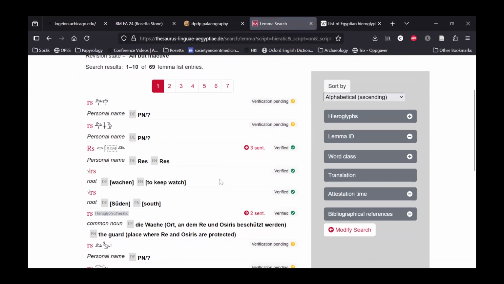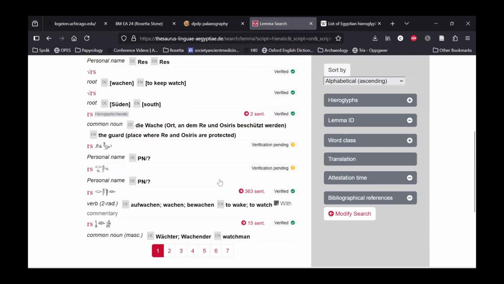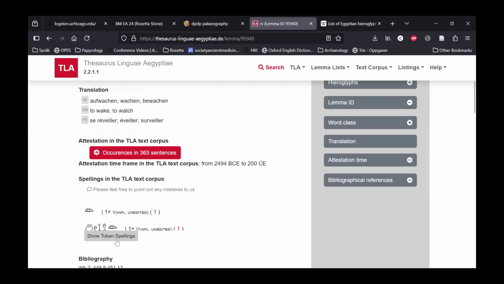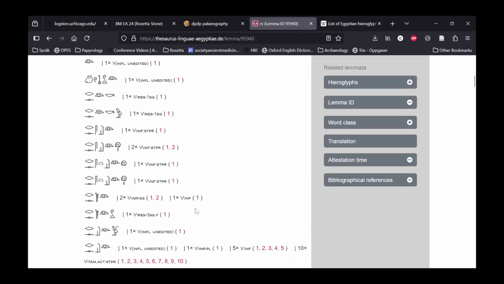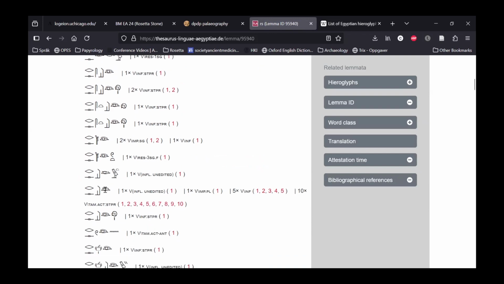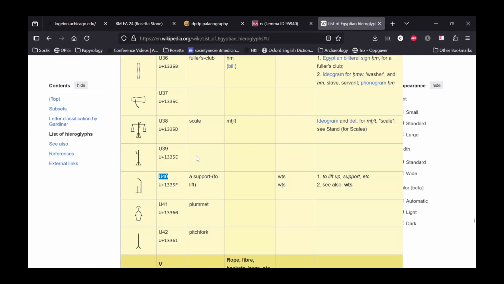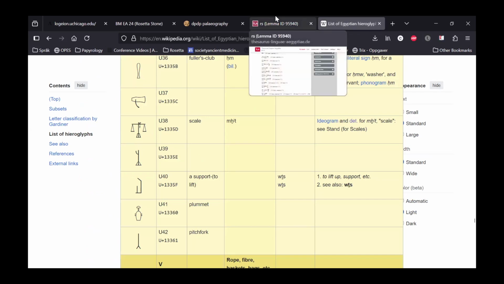It's a verb. It has a ton of attestations. There it is, that's the one. And if you just look at the spellings for this one, it has our weird U40, or the other one. I found it. It's U39I. Yeah, U39I. It's an extended variant. Okay. Cool. All right.